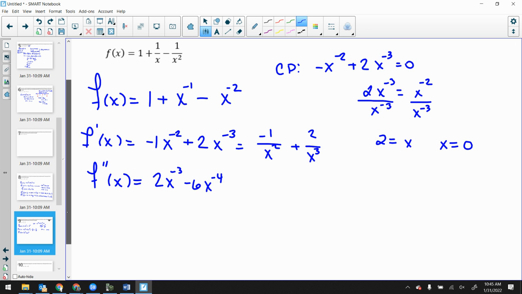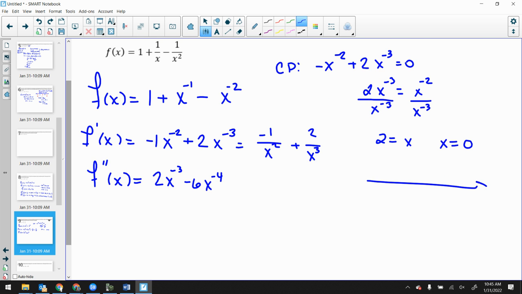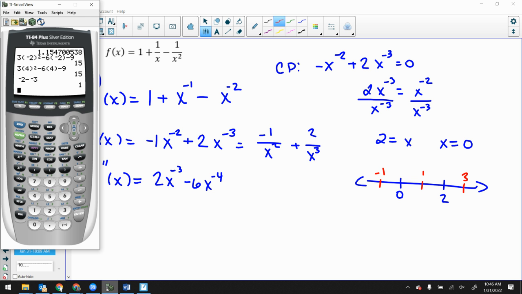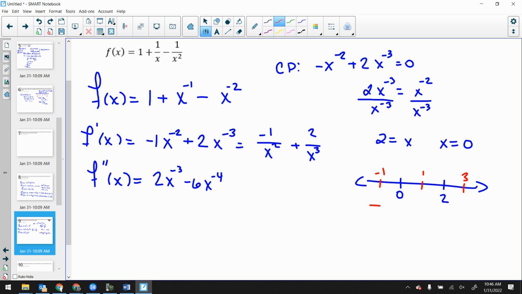Okay, so now I do my number line test. I'm at 0 and 2. Let's go negative 1, positive 1, positive 3. And we go back into the derivative. All right. Negative 1 times negative 1 to the negative second plus 2 times negative 1 to the negative third. Negative 3. So this turns out negative.